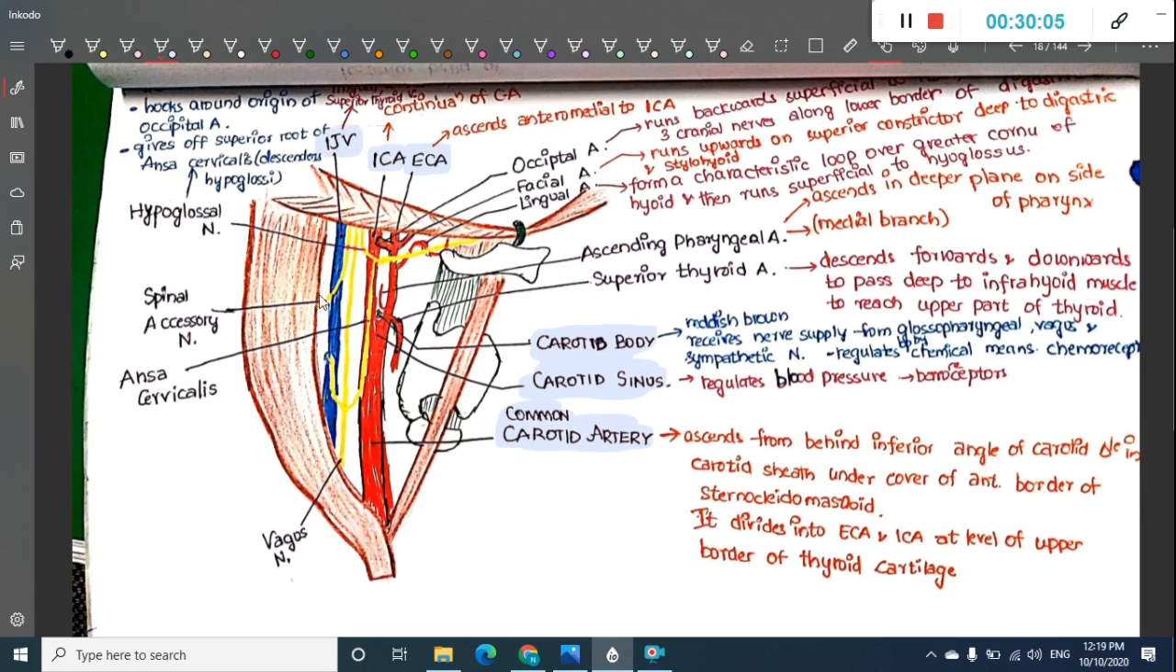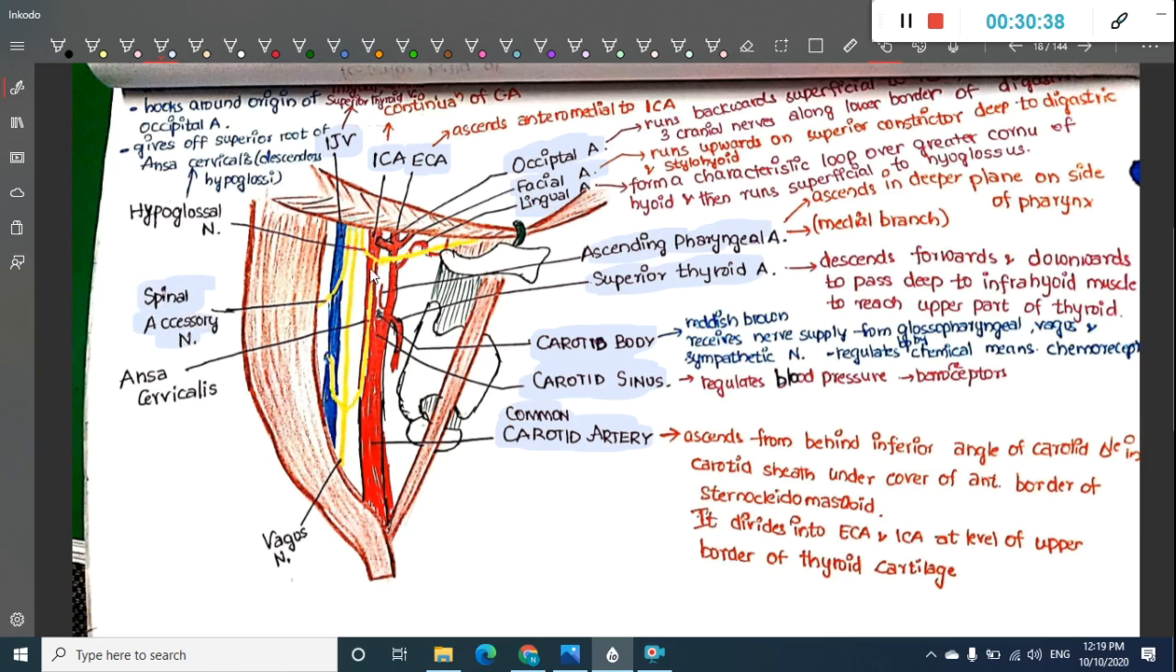Then the external carotid artery branches are also seen in this triangle. They are occipital artery, facial artery, lingual artery, ascending pharyngeal artery, and superior thyroid artery. These branches of external carotid artery are also seen in the anterior triangle. Then if you see the nervous components, this nerve is spinal accessory nerve.